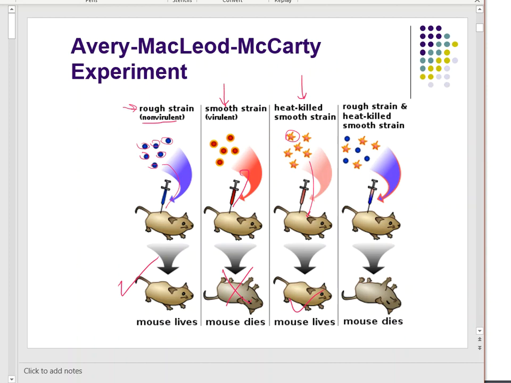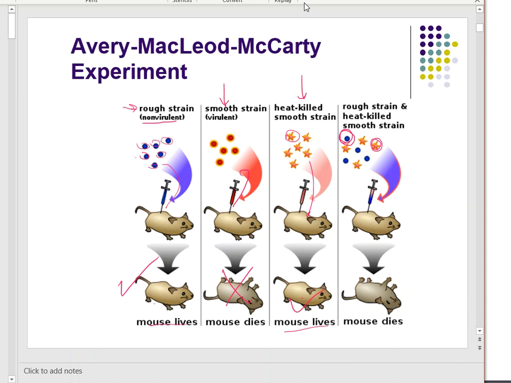And then finally what happened is that they took a mix, a rough strain and a heat-killed smooth strain. And they said, this one's not going to be a big deal. I mean, this one is rough strain, which was dead, and this one was heat-killed, and we regarded that as dead. And if we go back to the original studies, this rough strain, the mouse lived, and the heat-killed, the mouse lived. No big deal there. So if this one lived and this one lived, then we can mix these two things together. We'll shoot it into a mouse, and it will... that mouse died.